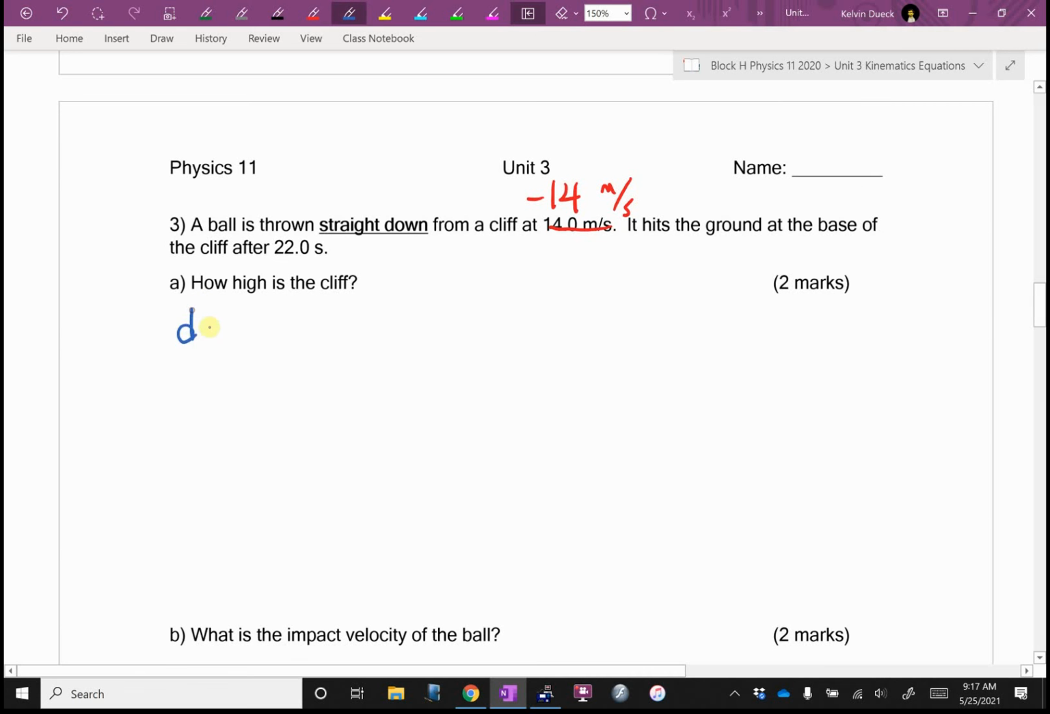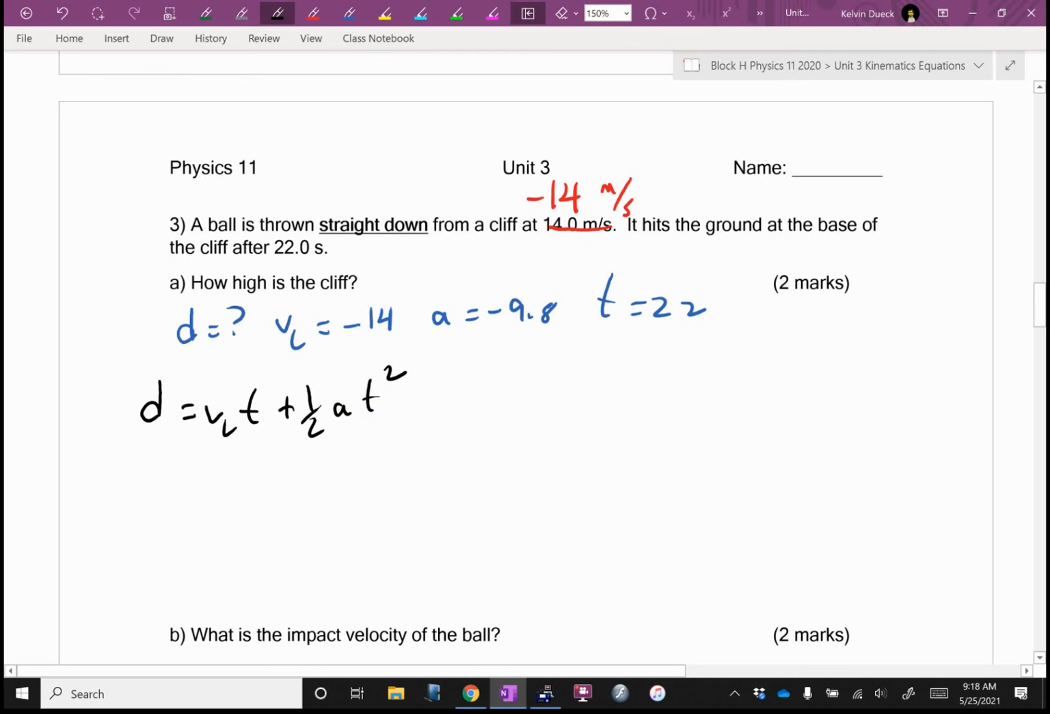Okay, so again, they want me to find a displacement. This time VI is negative 14, A is negative 9.8, T is 22. I'm going to argue this is actually the same as 1A, it's just that VI isn't 0. I'm still going to use the same equation, D equals VIT plus a half AT squared. The only issue is the VIT doesn't cancel. Okay, a little bit more typing, but the D's already by itself. D is going to be negative 14 times 22 plus 0.5 times negative 9.8 times 22 squared.